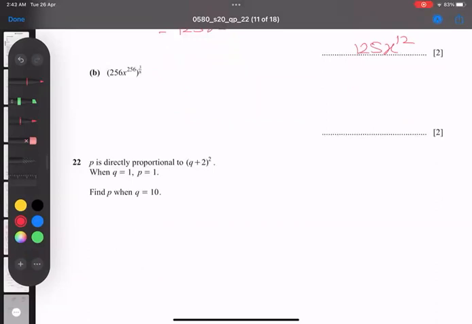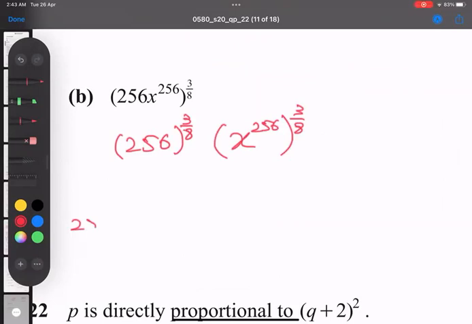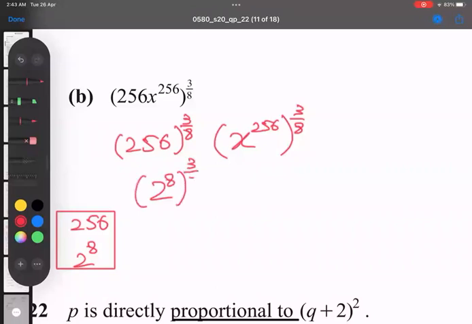Let's talk about almost the same story here. This upper power goes on 256 separately, and this power goes on this separately. I hope you understood the point of view. Actually, 256 is 2 to power 8. This is equal to each other. So it means 2 to power 8, and on the top 3 by 8.